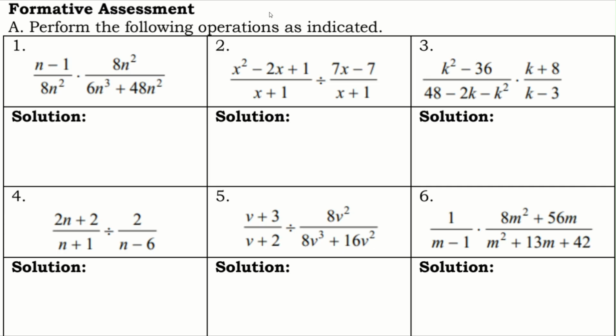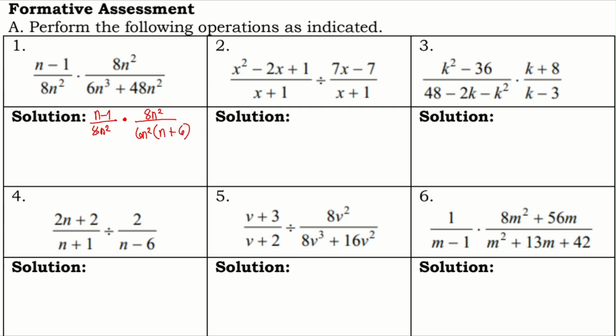Okay, so number 1, we have here n minus 1 over 8n squared times 8n squared over 6n cubed plus 48n squared. Okay, so again, first thing that you have to do there is to factor. So we get n minus 1 over 8n squared times 8n squared over, okay, so we have our GCF that is 6n squared multiplied with n plus 6.